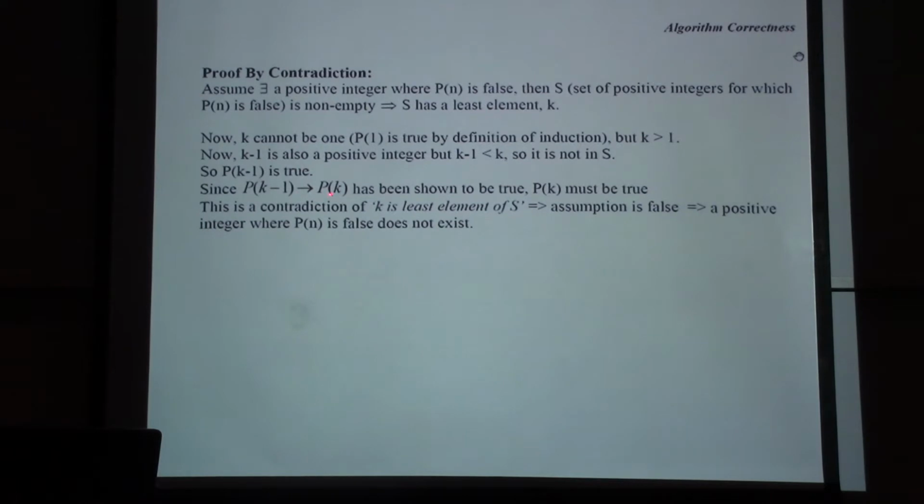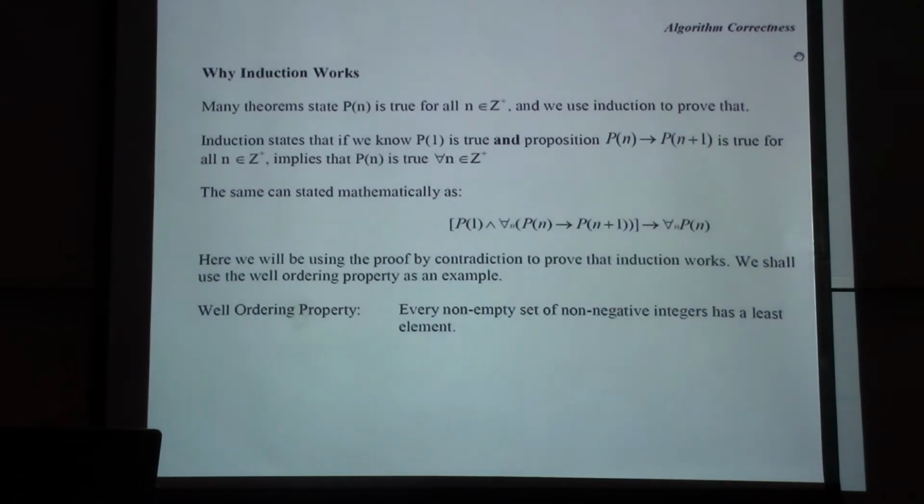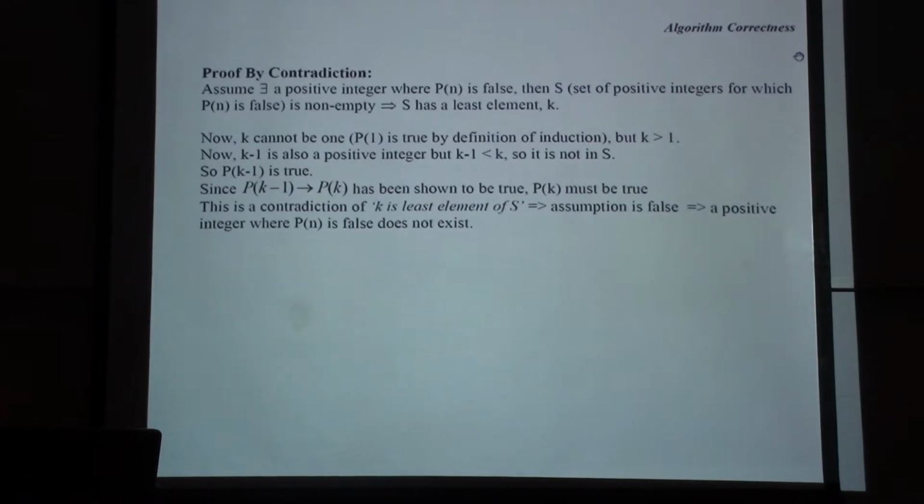And if P of k must be true, that contradicts the assumption that the smallest element that makes P false is k. It shows that there can be no least element that makes it false, given that we have the basis and the proof step of the assumption implying n plus 1. So the proof comes very quickly, doesn't it? Right? You do it, all of a sudden, boom, there it is.